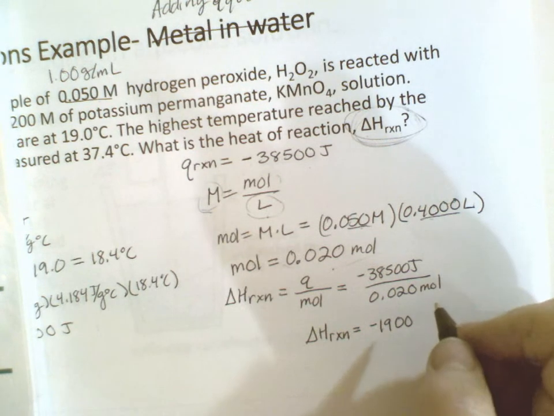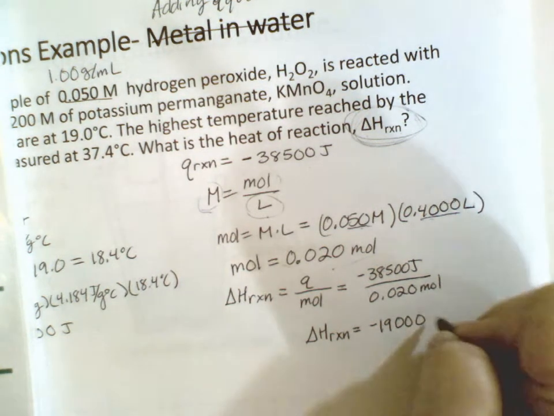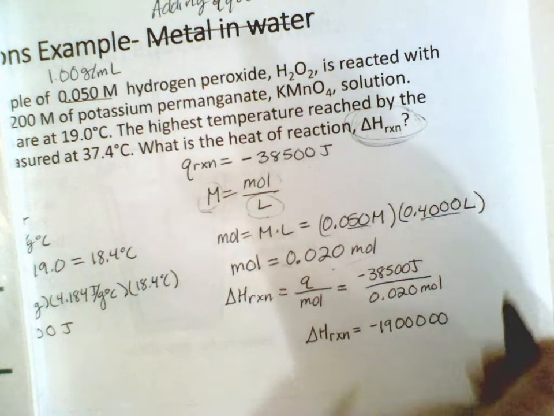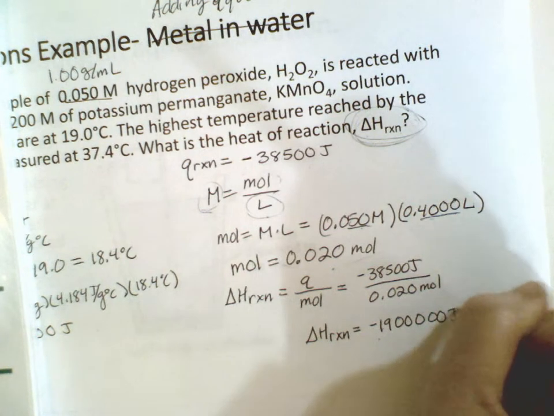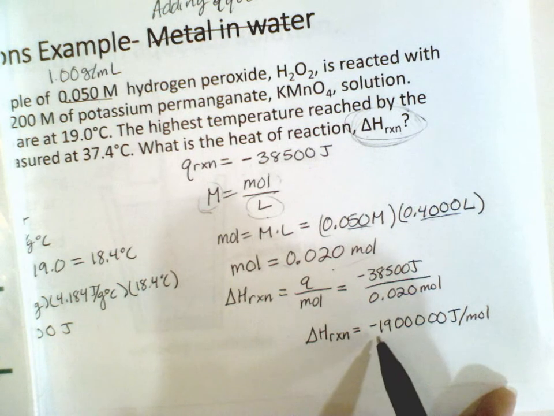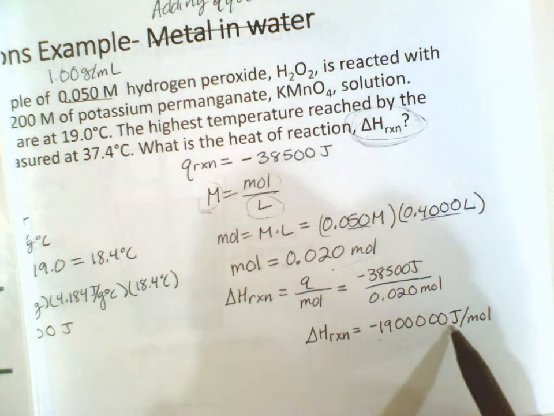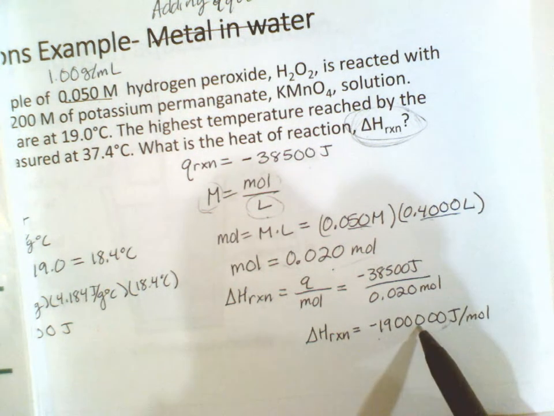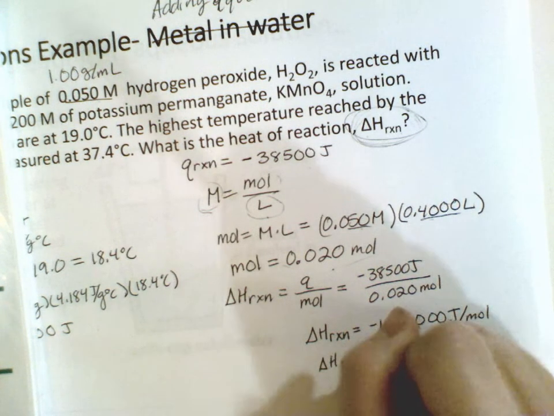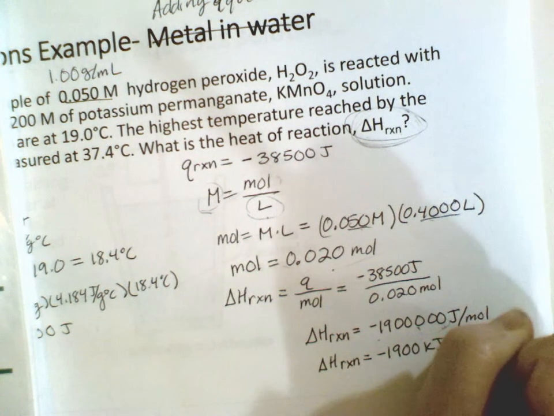Sorry, not 1900. 1, 2, 3, 4, 5. 1,900,000. Sorry. Joules per mole. Now, when you get these very, very large numbers like this in your joules, you can always convert them, and we're going to start to see it later in this unit as well. You can convert them to kilojoules per mole. So if we were to just convert that, we divide by 1,000 to get to kilo. So it would be negative 1,900 kilojoules per mole.